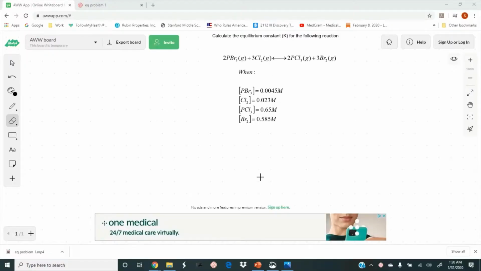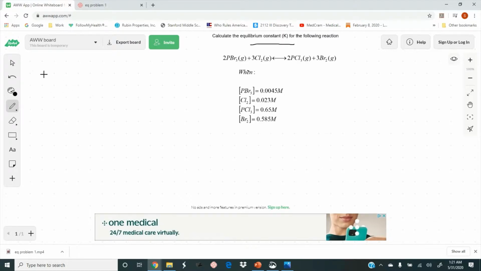Okay, so this problem is kind of like the last one over here. Once again, let me go ahead and get my pen going here and my cursor. All right, so we've got this chemical equation, 2PBr3 plus 3Cl2 goes to form 2PCl3 plus 3Br2. And we were supposed to calculate the equilibrium constant, the K, when these are the concentrations.